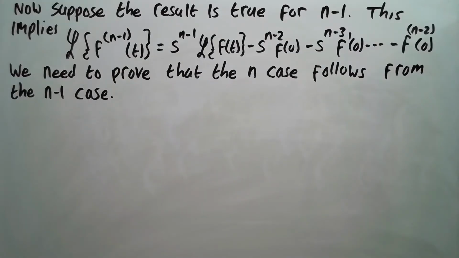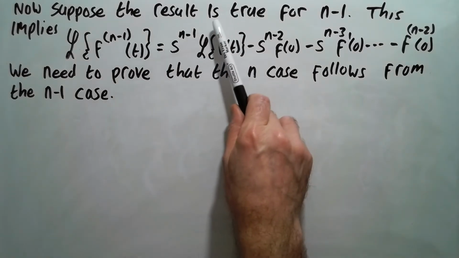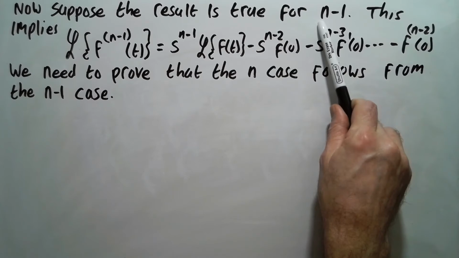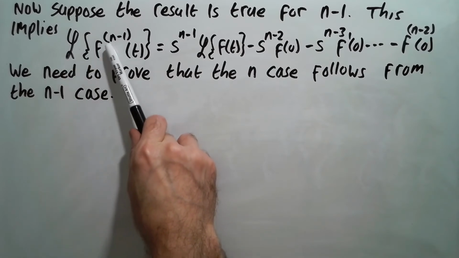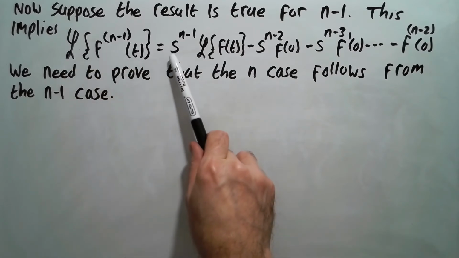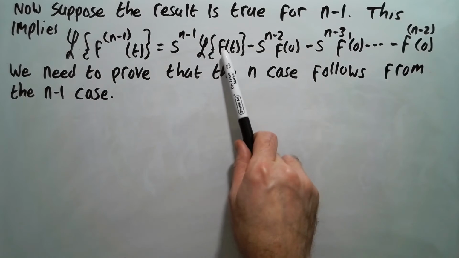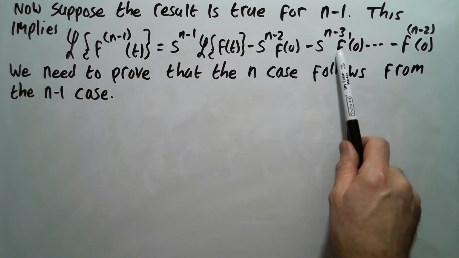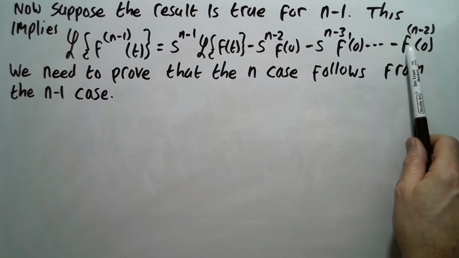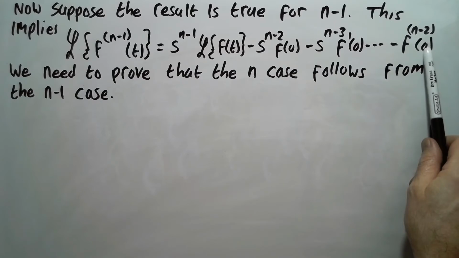Okay, so now we'll do the induction step. We're going to suppose that the result is true for the n minus 1 case. This implies then the Laplace transform of the n minus 1 derivative equals s to the n, Laplace transform of f minus s to the n minus 1 f of 0 minus s to the n minus 2 f prime of 0, dot dot dot, all the way down to the n minus 1 derivative evaluated at 0.